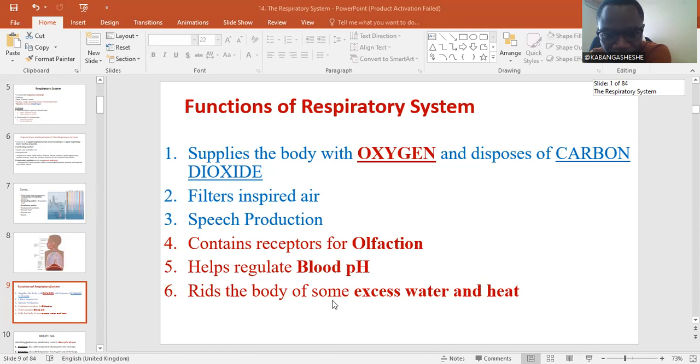Then it gets rid of some excess water and heat. So as we are inspiring and respiring, heat is lost as a byproduct. At the same time, the air that we are breathing out is warm. So that is heat being lost plus water itself.